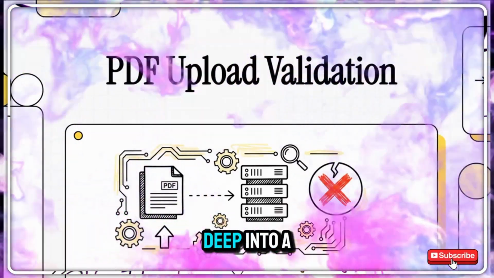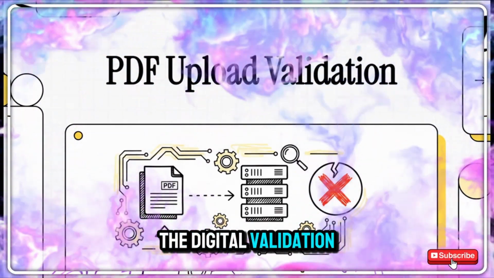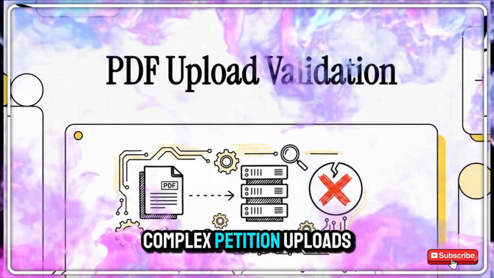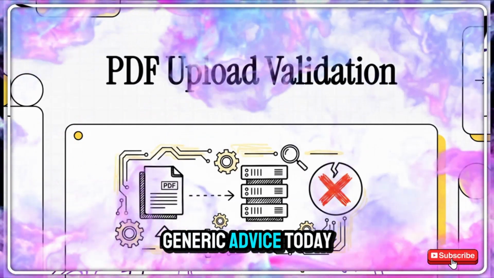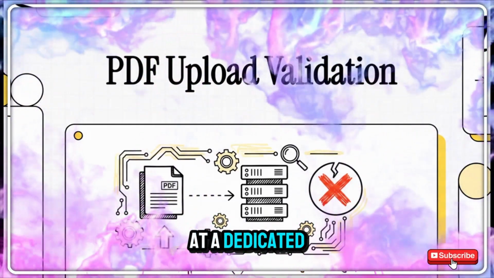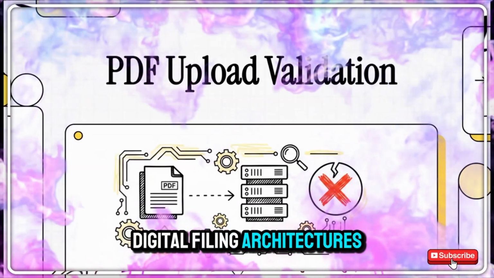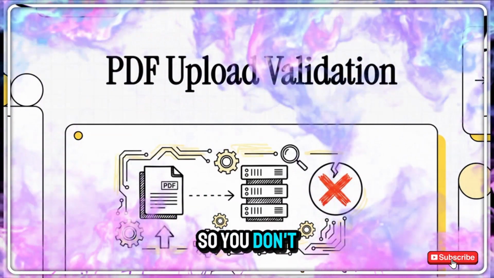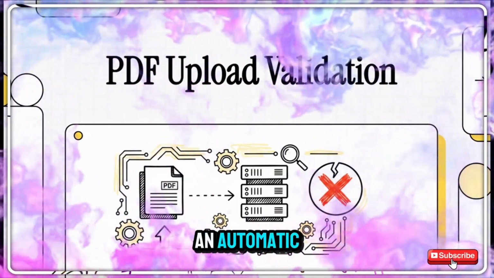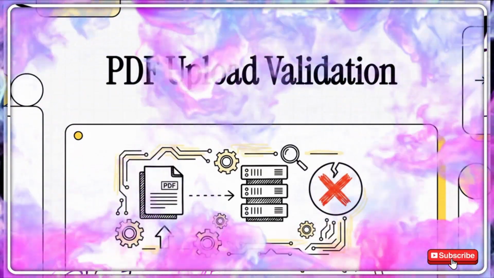Today, we are diving deep into a technical audit of the digital validation mechanics that govern complex petition uploads, like the form I-129. We're skipping the generic advice today. Instead, we're looking at a dedicated expert report on digital filing architectures to isolate the absolute critical rules you have to follow so you don't instantly put your PDF upload into an automatic hard rejection mode.